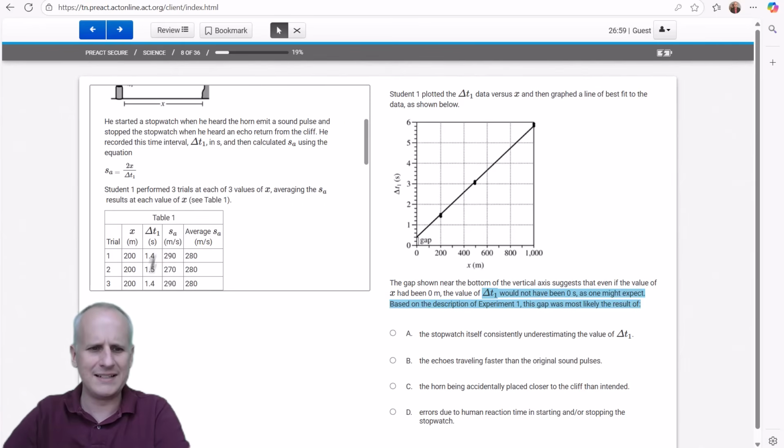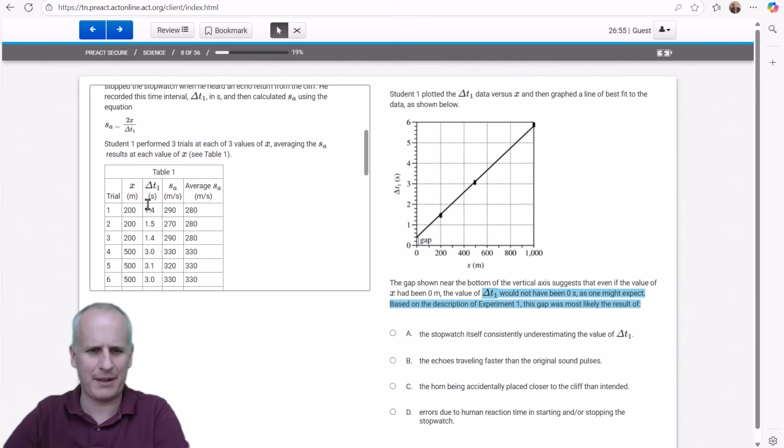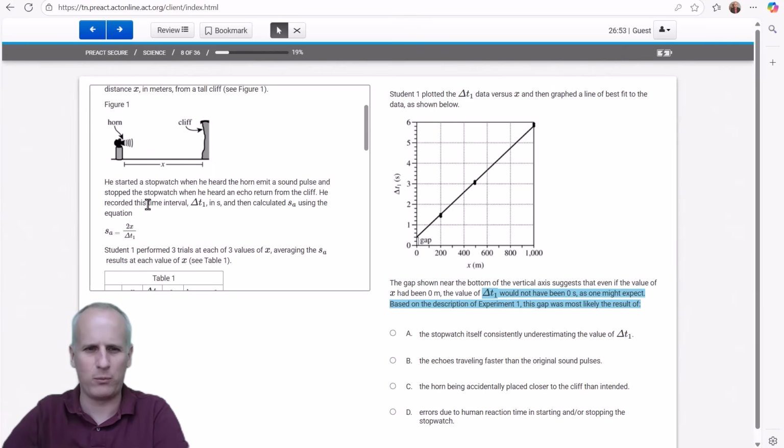So why is delta t1 not starting at 0? Well, we've got to think about this logically, not by way of anything truly scientific. He's starting the stopwatch and he's stopping the stopwatch. That start and stop actually takes time. So if we've got this in mind, we probably should be able to select D.